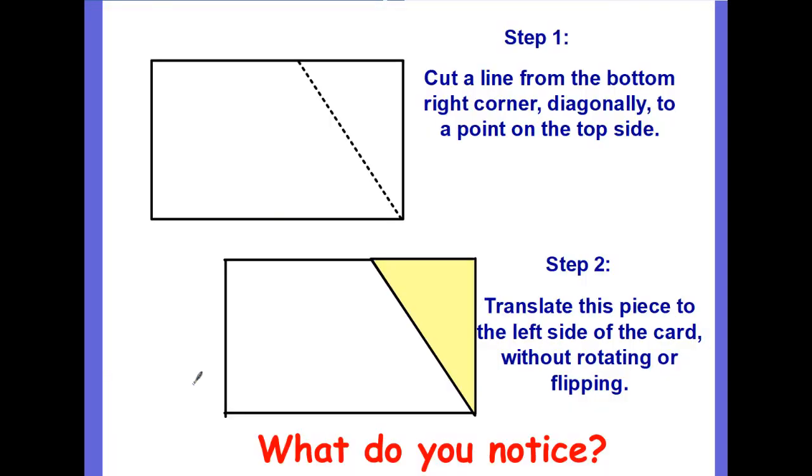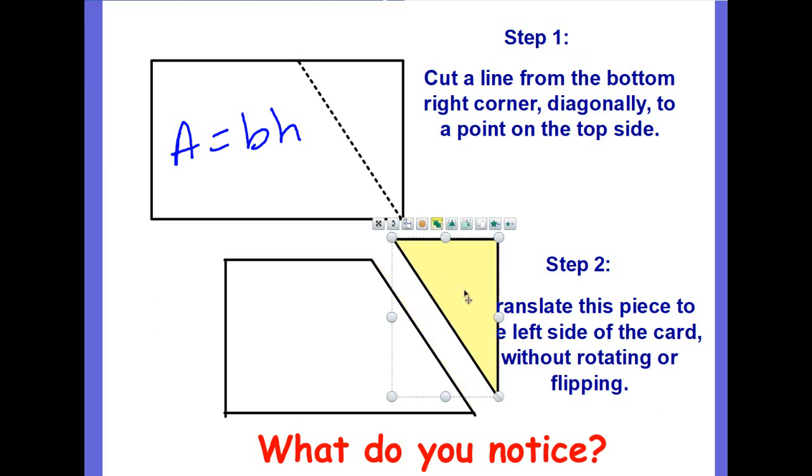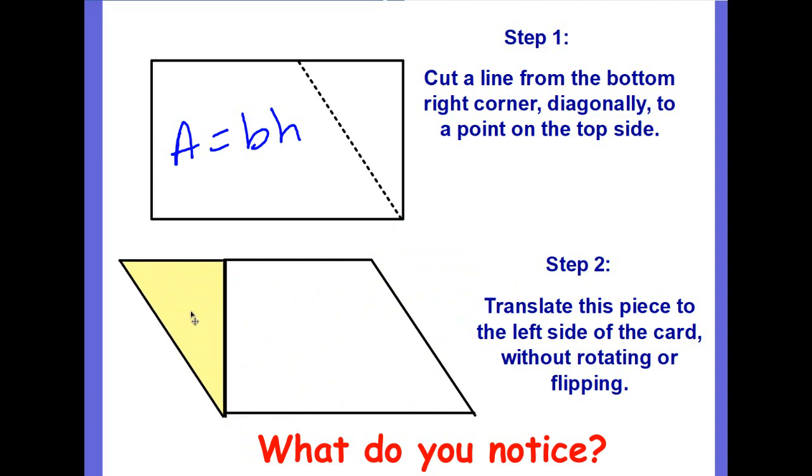First of all, how do we get the area of a parallelogram? We'll take a look at this rectangle. We know the formula for the area of a rectangle is A equals base times height. If we take this rectangle and cut a diagonal line from the right corner to some place on the top, and take that piece and move it to the left side of the rectangle, what shape does it become?